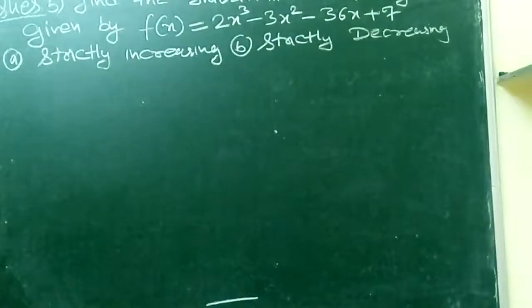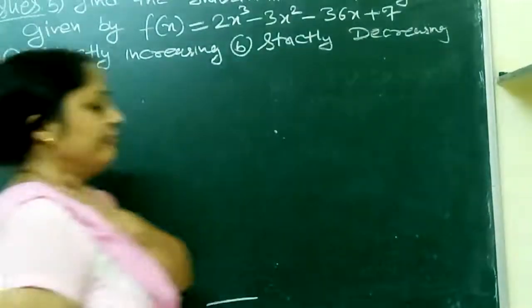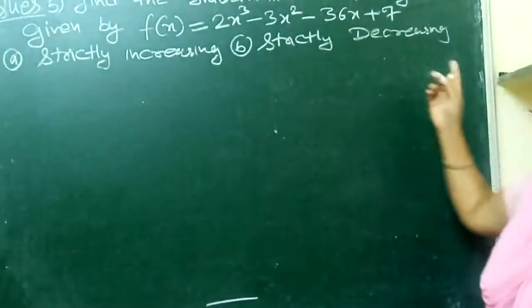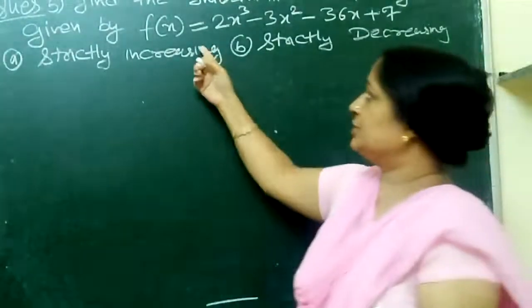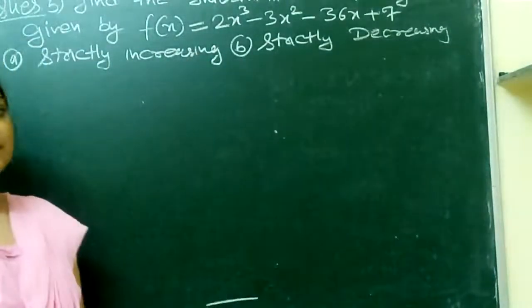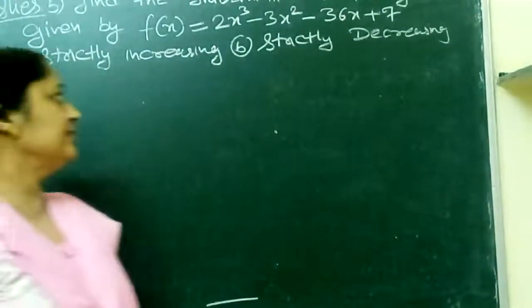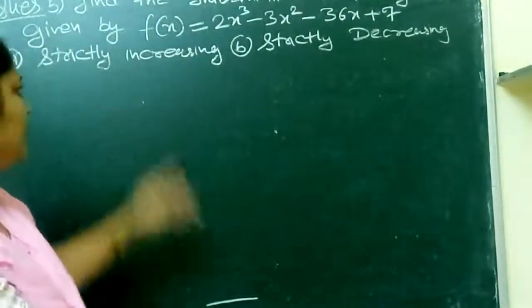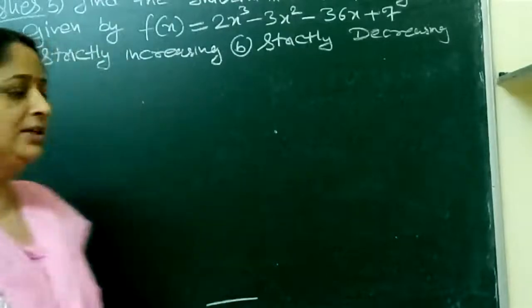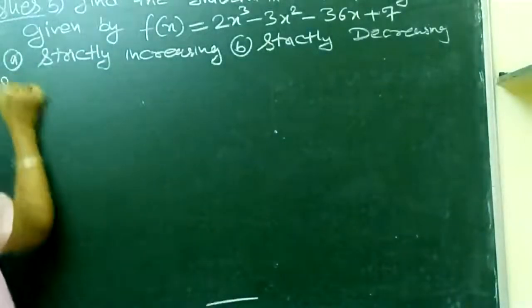Yes, dear students, in this question find the interval. Again in this question you have to find out the interval in which the function is given: 2x cube minus 3x square minus 36x plus 7. You have to find out the interval for strictly increasing and strictly decreasing. So let us start the solution.